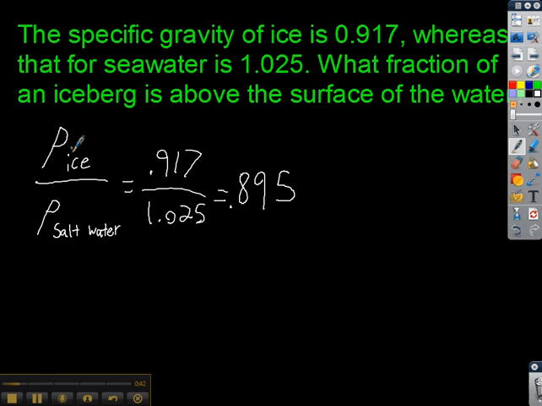The density of ice divided by the density of salt water gives you this stuff. And it tells you that the ice is 89.5% as dense as the water that it's under, which means 89.5% of it is required to float. And that's really about it. You got to have 89.5% under the water in order to pull that off. That's actually all you need to do there.